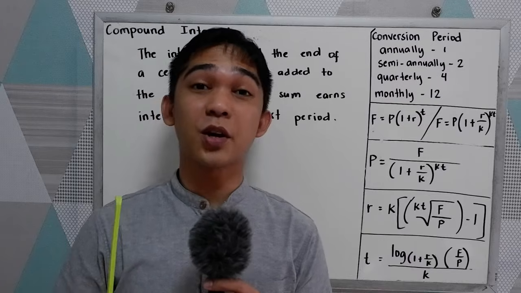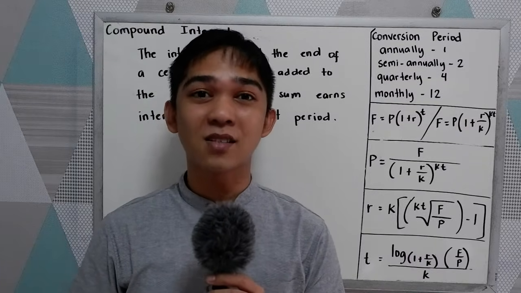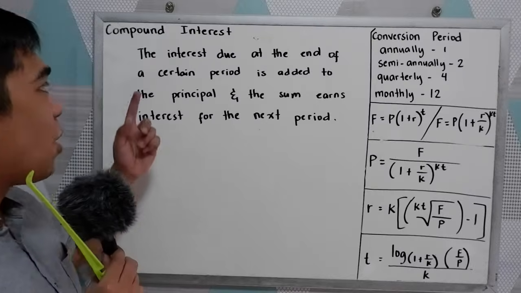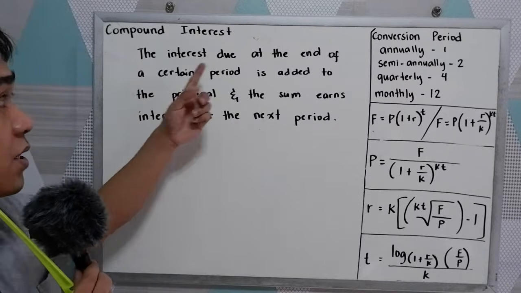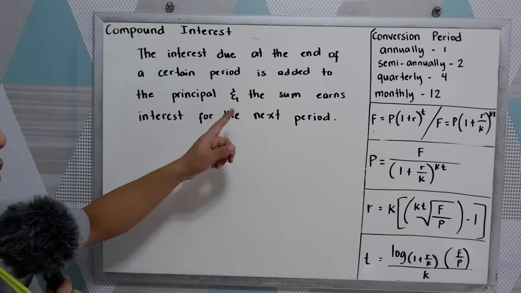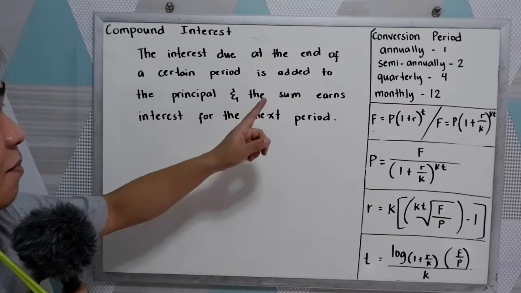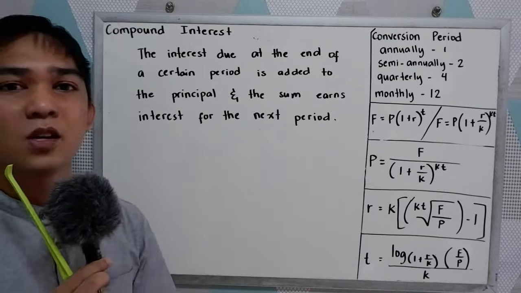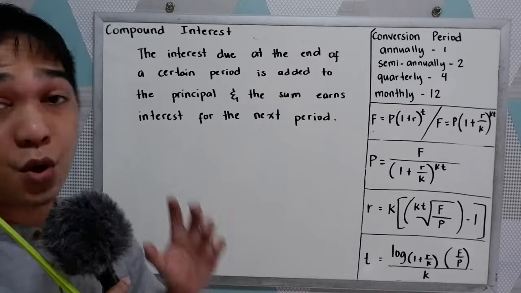And for today's tutorial video, we will be discussing compound interest. Compound interest is the interest due at the end of a certain period that is added to the principal, and the sum earns interest for the next period. So these are the following that you need to know.